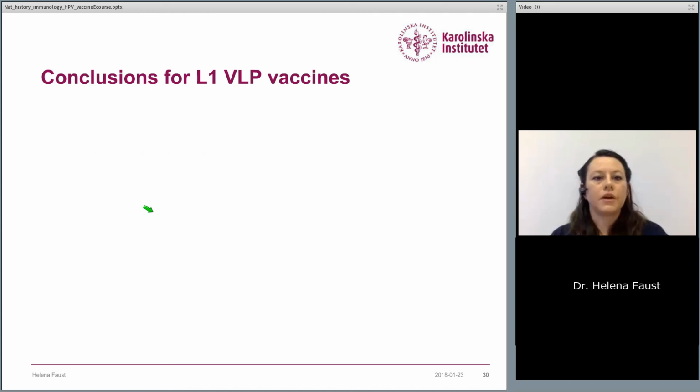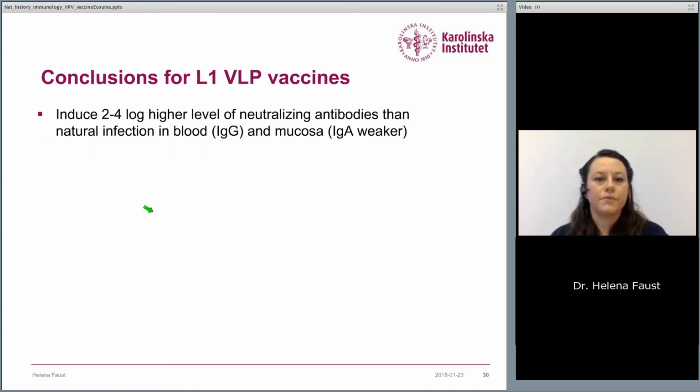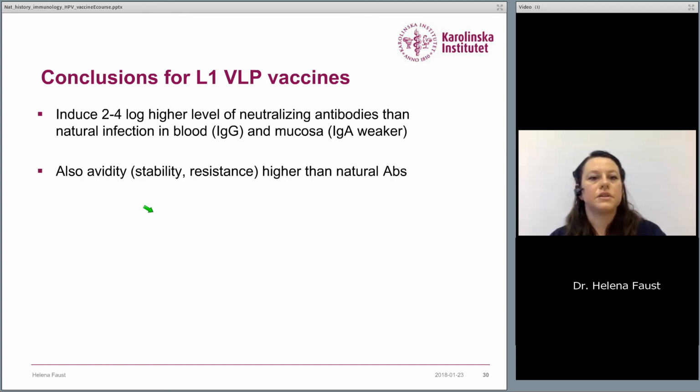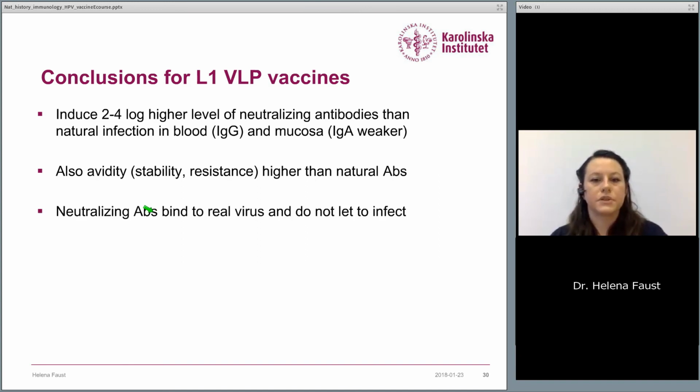Conclusions for the prophylactic HPV vaccines. They are here. Those prophylactic vaccines induce 2 to 4 logarithmic higher levels of neutralizing antibodies than natural infection does in blood and the mucosa. Also, the avidity is higher in vaccinated subjects than in subjects with natural infection.